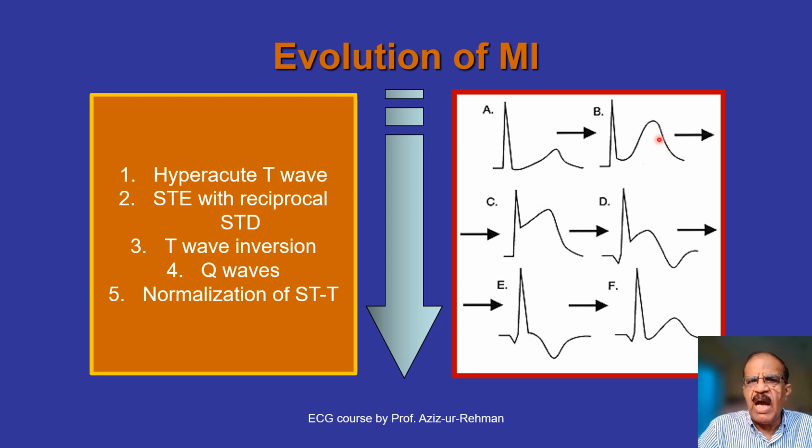So you have hyperacute T wave here, ST segment elevation and inverted T wave with Q waves, and here ST segment is settling, Q wave is still there, and this is the final ECG. After several days to weeks, patient would have just Q wave and STT changes have already been normalized. So these are the changes which we will look for in different leads in subsequent videos.